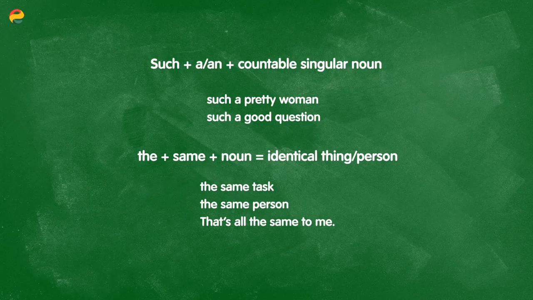And we should use the article the before it. For example, the same task. In this case, the task that you were given is the same task that I was given. So, they are identical. We have exactly the same task. Or, that's all the same to me. To me, there is no difference between any of these objects. Everything is identical. So, everything is the same. That's all the same to me.